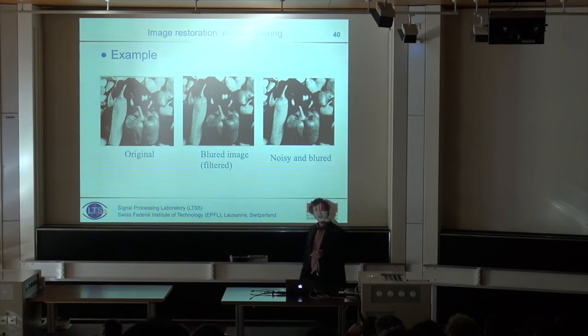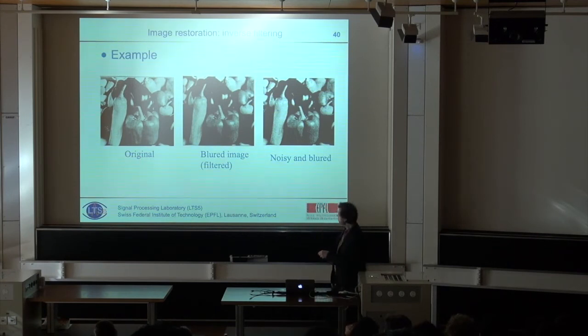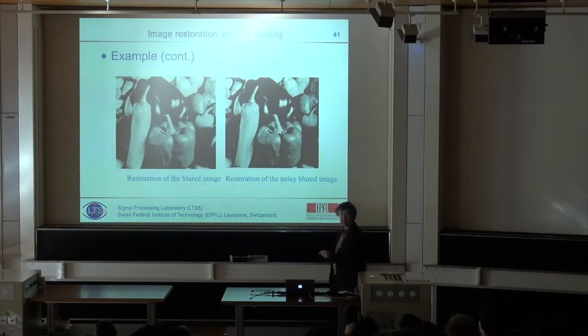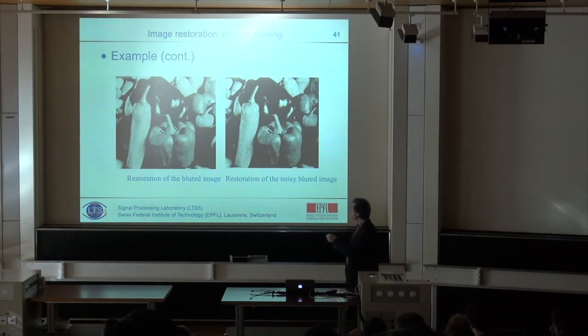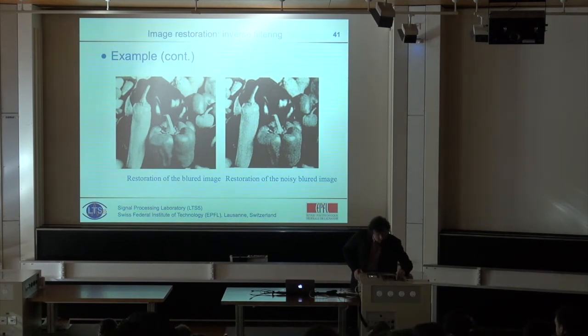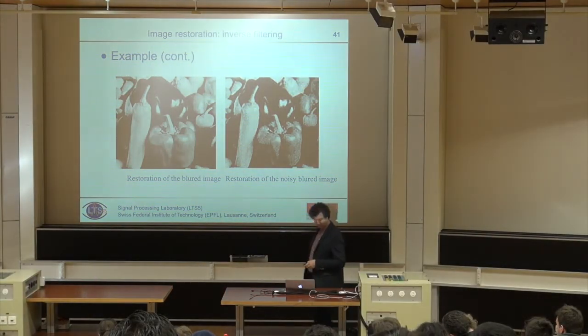Let me tell you what you should see, okay? Original image, nicely sharp. Blurred image, not so sharp. Blurred and noisy, obviously you see the noise. If I restore that image without the noise, I get again a very sharp image. It really works. If I restore the image with the inverse filter of the noisy image, I get a lot of noise. That's what you should see in those pictures. If you don't see, trust me.